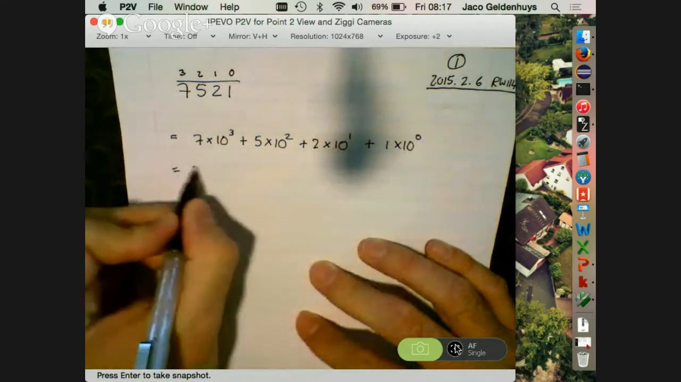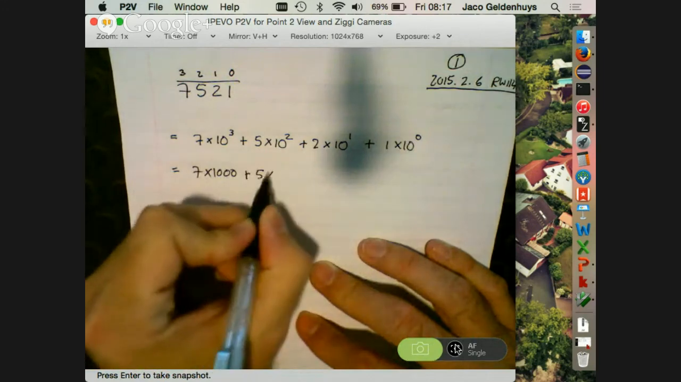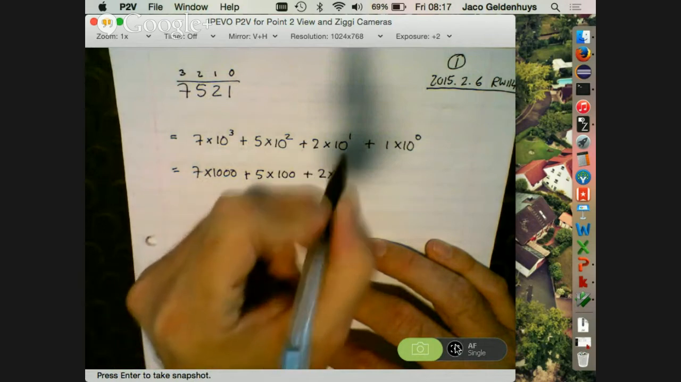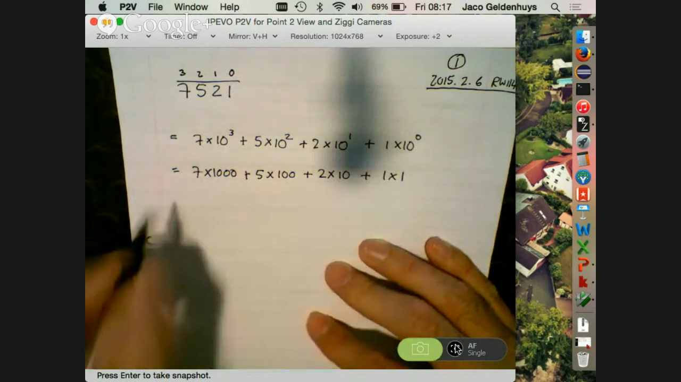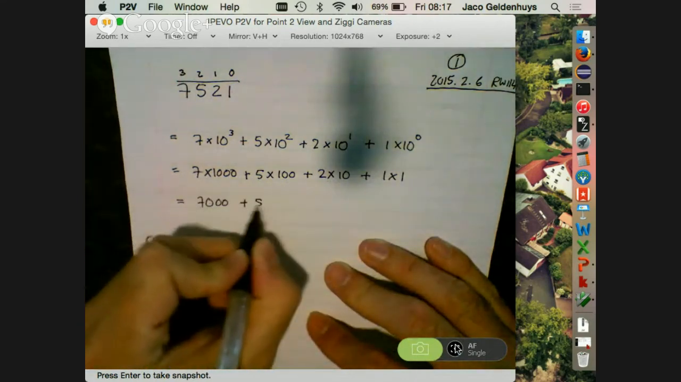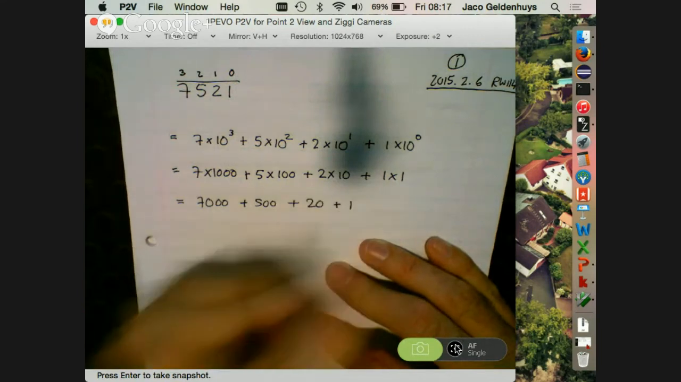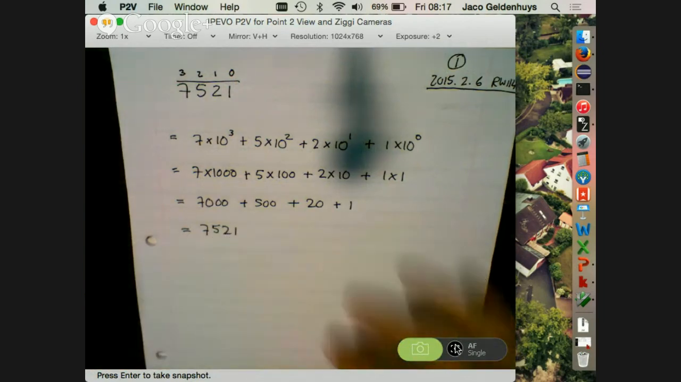And we know that is 7 times 1,000. Just going to write this out. I know it's boring. 5 times 100 plus 2 times 10 plus 1 times 1. And that's 7,000 plus 500 plus 20 plus 1. And that's equal to 7,521.